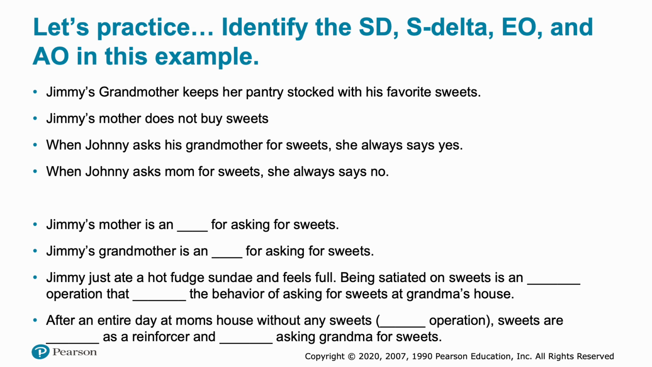So if you've been without sweets for the entire day, it's likely there's an establishing operation in place, because it's like a case of deprivation in a sense. Okay, so you've been deprived of sweets at mom's house, so now sweets are established as a reinforcer. That's that establishing operation. That's the value altering effect. Okay, and evokes asking grandma for sweets. That's the behavior altering effect. Now you are going to engage in behavior in order to gain access to those sweets.